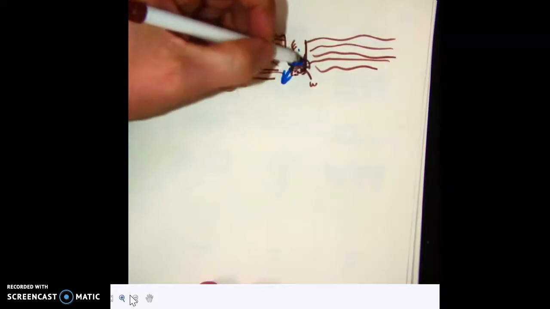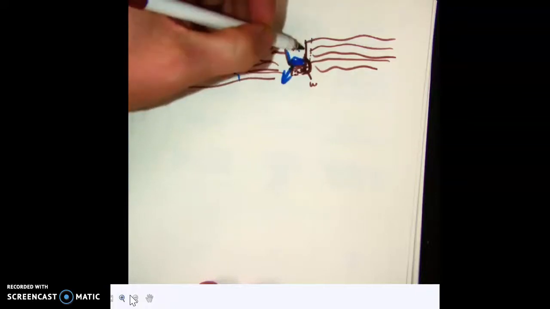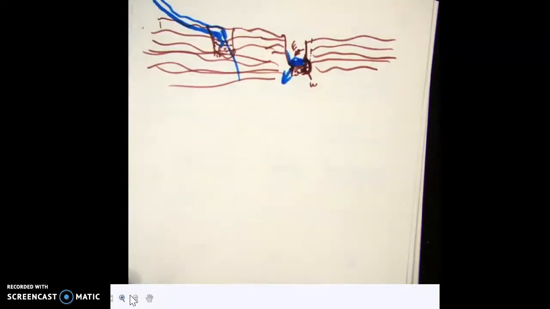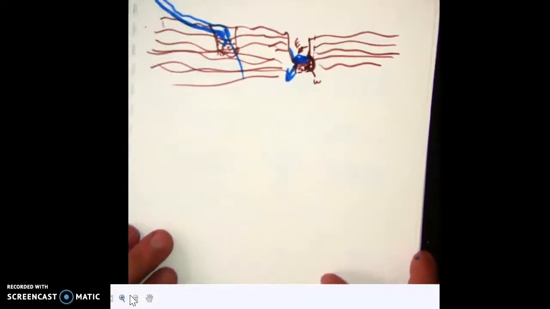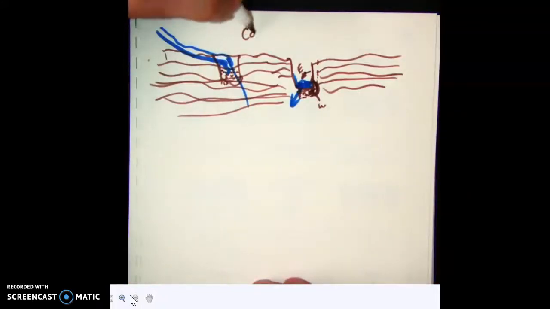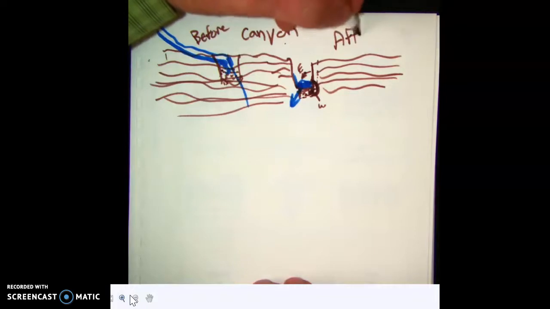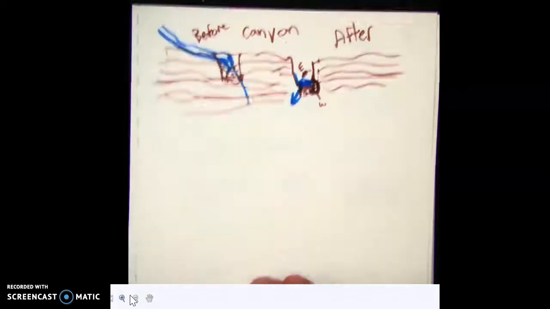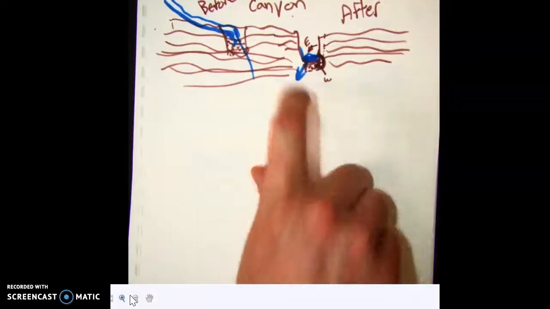A lot of times too, it breaks away the edges of the wall, and then this whole wall could collapse in. That could be the canyon getting wider. Okay, so that would be the canyon. This is before, this is after. What happened to it? It got deeper, it weathered and eroded. Let's see, again, the moving water cutting deeper, narrow, making steep sides, and collapsing the banks.